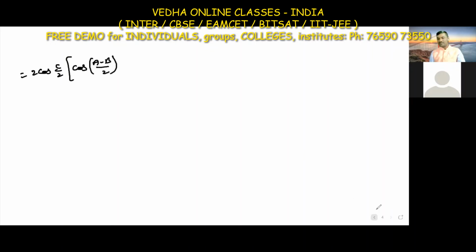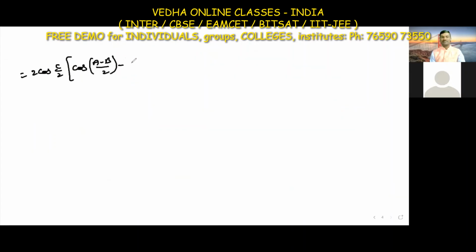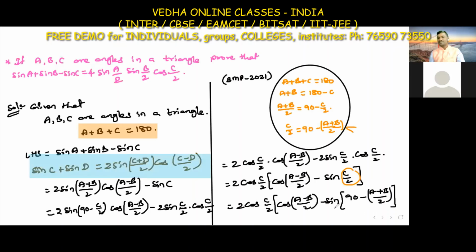Then, what is sine 90 minus theta? Whenever we have 90 minus theta, we replace it with cos theta. That means cos of (A plus B) by 2, with the minus as it is. Understood here? So sine 90 minus theta is cos theta, replaced with cos theta.